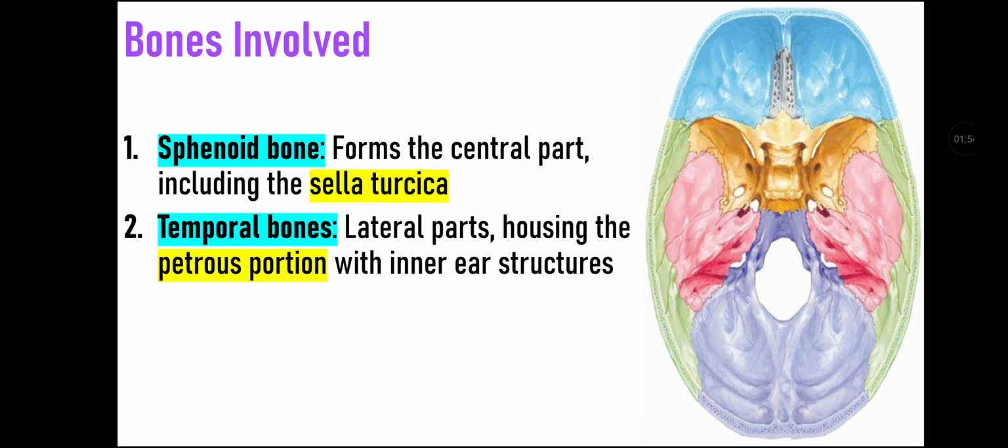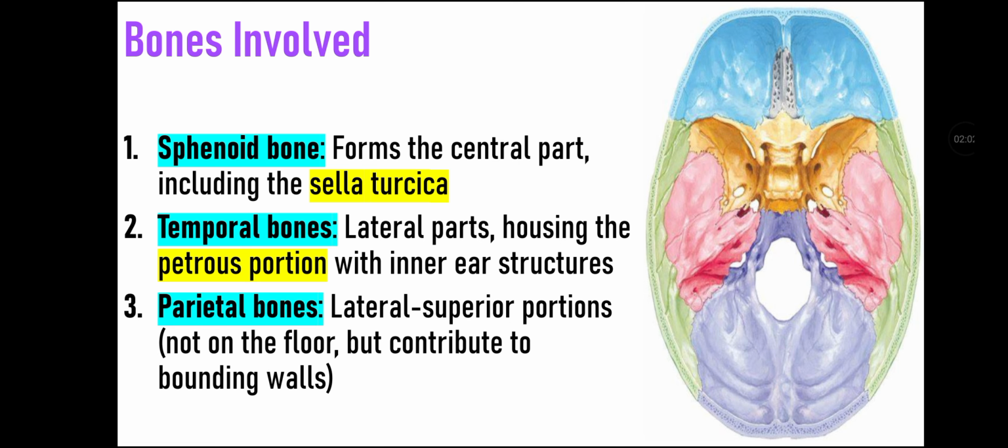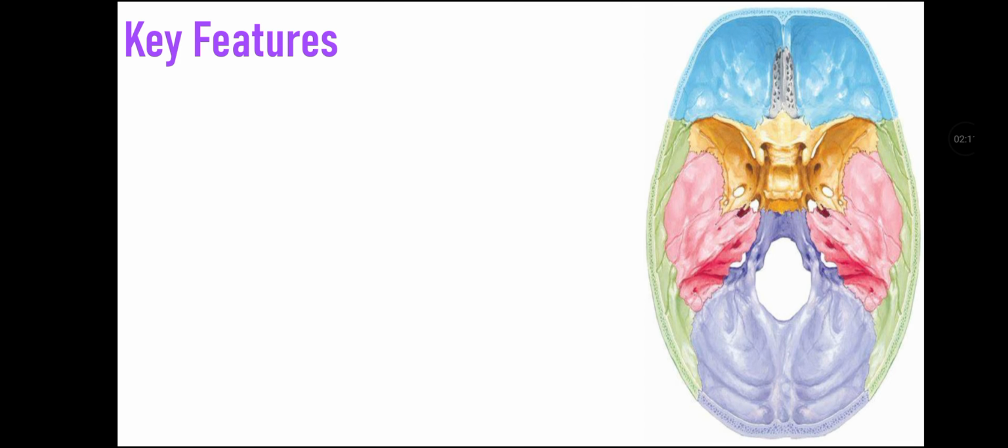Next is temporal bone, that is pink color bone here, and it is the lateral part that houses the petrous portion with inner ear structures. Next is parietal bone, that is green color bone. It is the lateral superior portion, not on the floor but a contributor of bounding wall. Now let's talk about key features of middle cranial fossa.